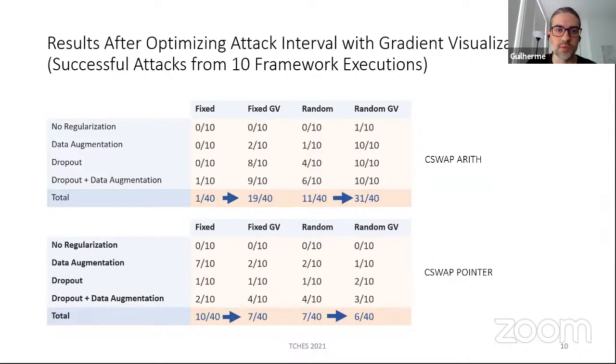But what we see is that the results are largely improved when you consider gradient visualization, especially for the C-swap arith dataset. In the first case, we succeed 1 time out of 40, and when we trim the interval, we succeeded 19 times out of 40. So using deep learning mechanisms to improve the attack, we can significantly improve the attack results. For the other datasets, the gradient visualization doesn't improve so much, but using regularization, of course, is the key element to succeed.